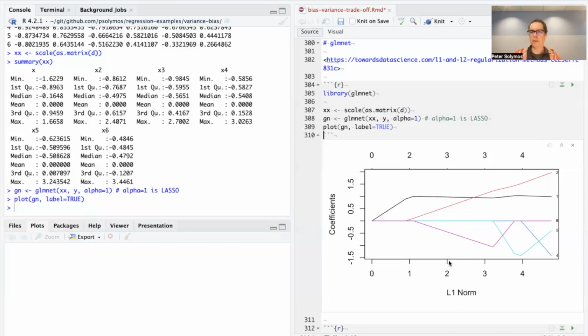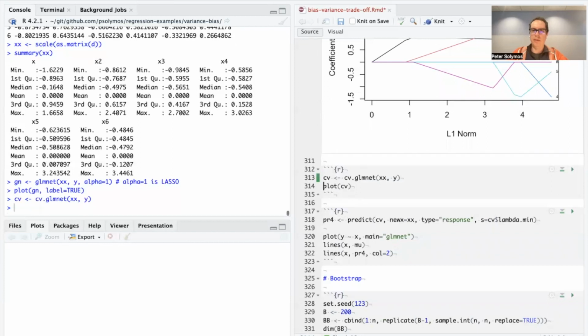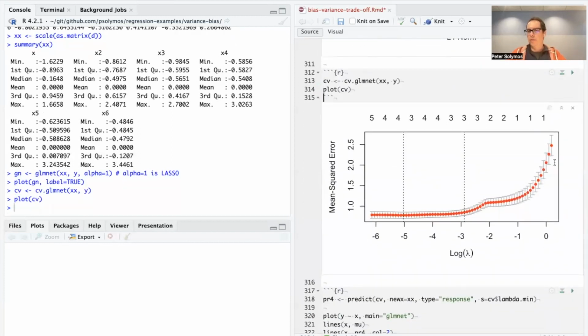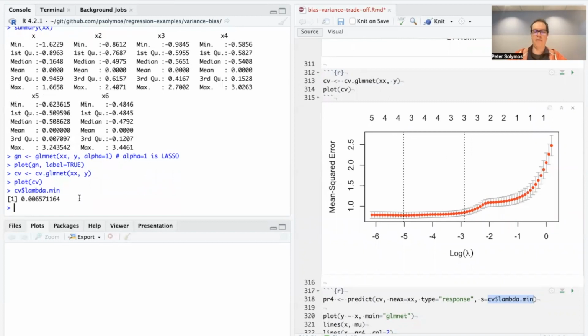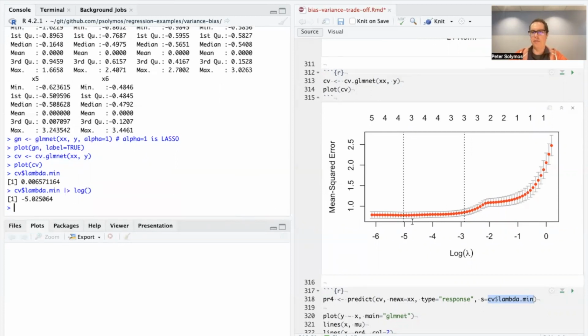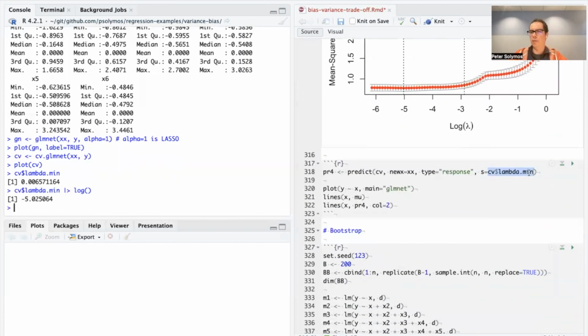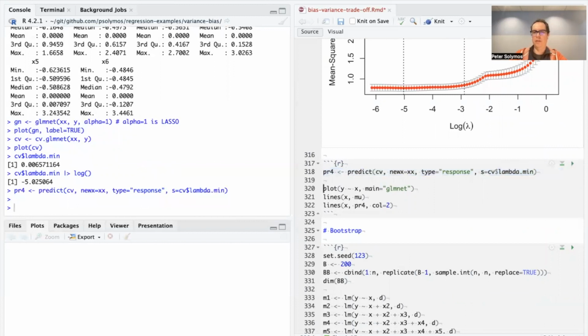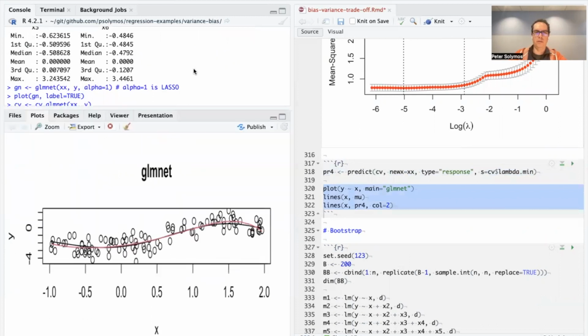Now the question is, which is the value which is optimal? So there's a cross-validation function in glmnet, which is going to give you that lambda shrinkage parameter value that gives you the best result. And if you pull that out, CV lambda min, that is 0.0065. So the log of that would be -5, which is this line here. So this is where it found the minimum. So if we use that minimum lambda and predict based on that, then now we have our 4th prediction. Let's see how that looks. Pretty cool, hey?